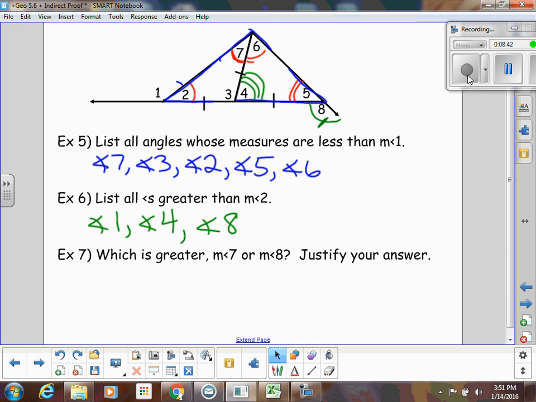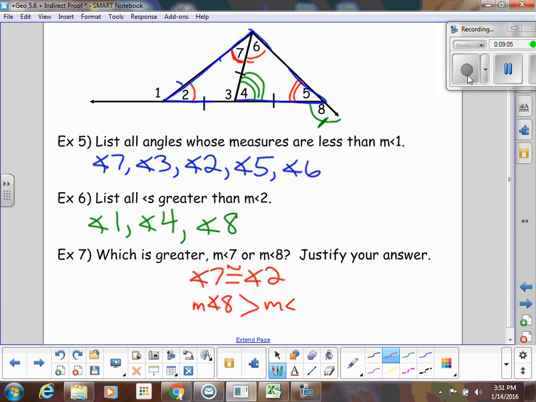All right, and then it says which is greater, angle 7 or angle 8, and we have to justify our answer. So, well, we just said angle 8 is greater than angle 2, and since angle 7 is congruent to angle 2, and we know that the measure of angle 8 is greater than the measure of angle 2, then the measure of angle 8 has to be greater than the measure of angle 7, right? We're just doing a little substitution there. So if I was doing a formal proof, I would need to switch my congruence to equals.